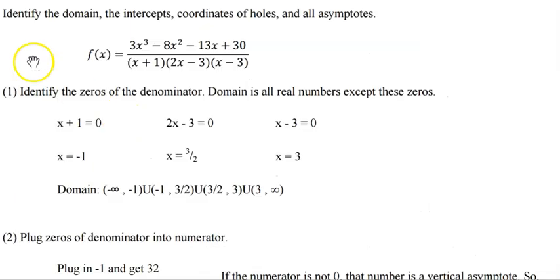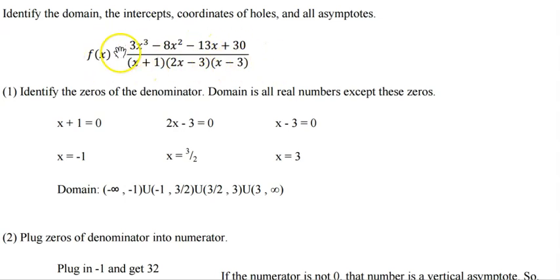Okay, so what we're going to do here is identify all that stuff, and we're going to use those 7 steps. We're going to identify the domain, the intercepts, the coordinates of any holes. There's one hole in this, and all asymptotes. That means vertical asymptotes and horizontal asymptotes. And when it comes to intercepts, it's going to be x-intercepts and y-intercepts.